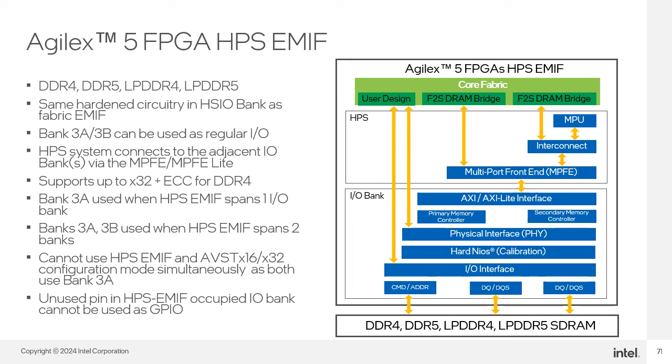Only bank 3A can be used for HPS EMIF if the interface spans only one I/O bank. If the HPS EMIF spans two I/O banks, we can use banks 3A and 3B. You cannot use HPS EMIF and AVST x16 or x32 configuration modes simultaneously, as both use bank 3A.